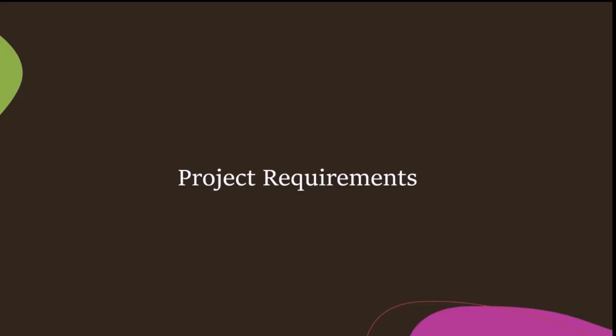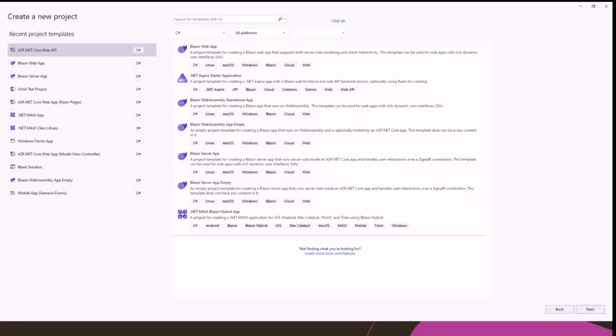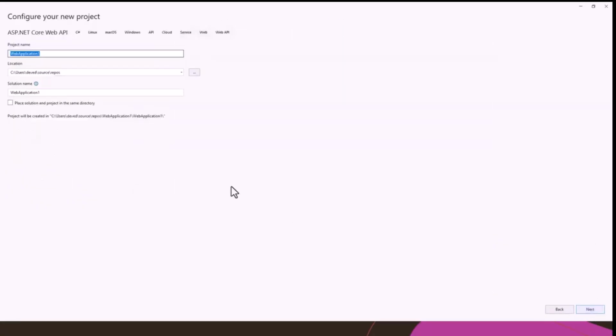Okay. Now let's talk about the file structure. Alright, so I will first create the project. So let's flip over to Visual Studio. In the recent project templates, choose ASP.NET Core Web API. I will click on Next. And I will give it a name that is suggestive of what we are going to do.